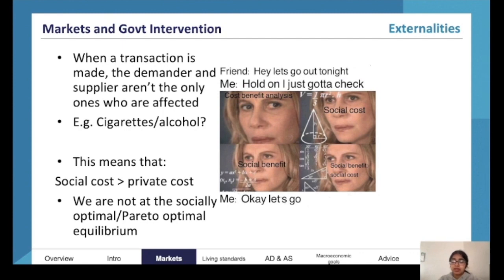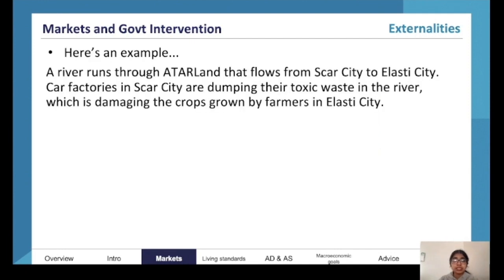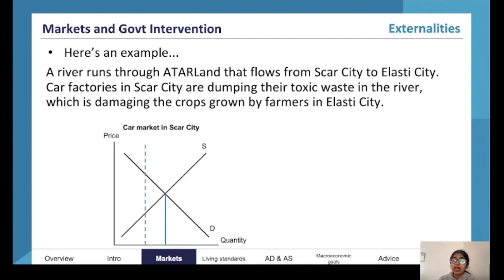Okay, so that's pretty much it. But let's do an example. Now let's talk about externalities in production. So there's a river, and the car factories are dumping toxic waste in there, and that's damaging crops, right? So that is actually a negative externality in production.